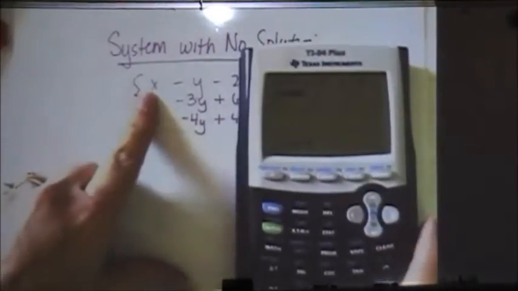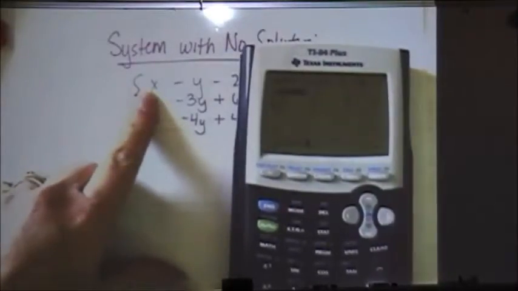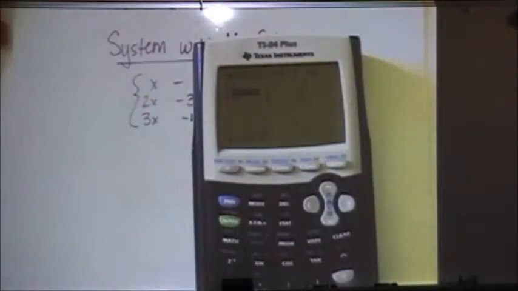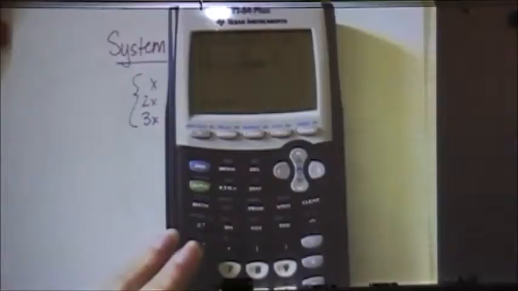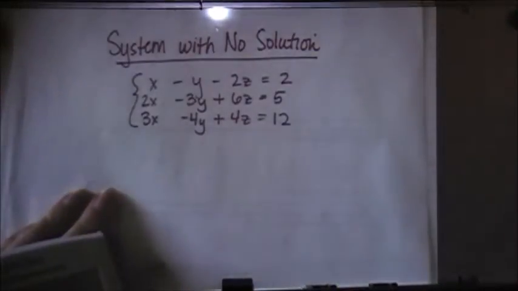So I'm going to type in my coefficients. This would be 1, and I can hit enter and it'll jump to the right. -1, -2, and then 2, 2, -3, 6, and then 5, and then 3, -4, 4, and 12. So now I've put all of my numbers in my matrix. These numbers that were in my system are now in my matrix.